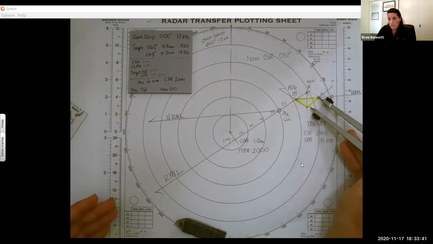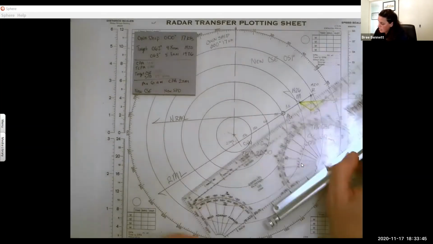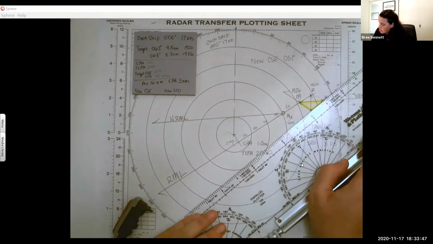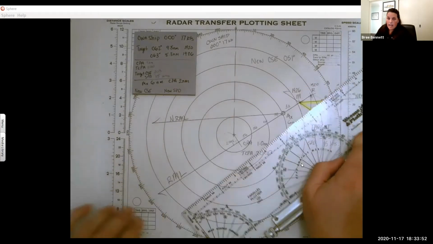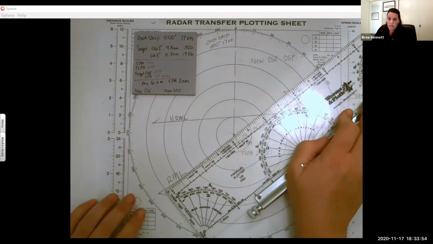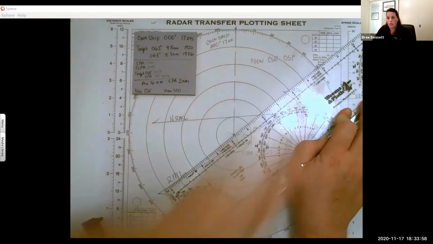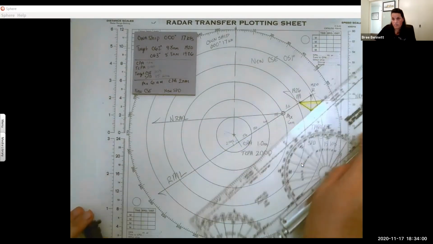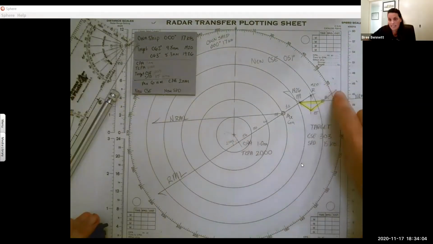So I connect E and R, whatever it is. I draw that line, and then I bring that line to the center so that I can measure it and get an actual course. Oh, I see. Okay. So even though this line crosses the outside of the circle, we can't read it here because it doesn't start from the center.